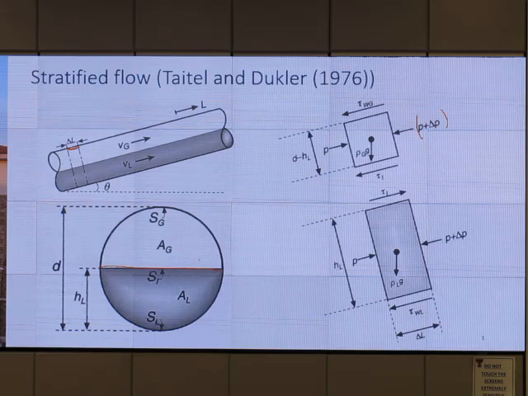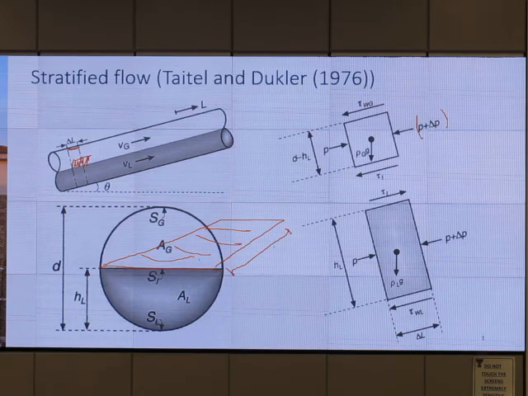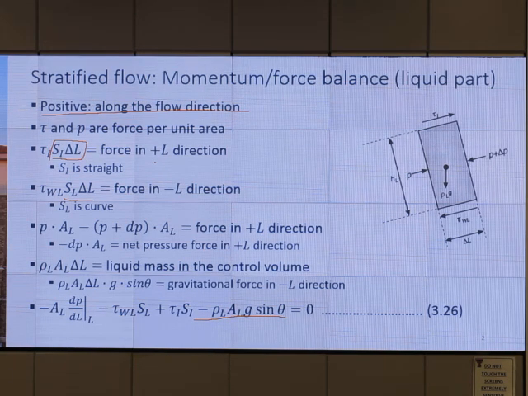So Si multiplied by delta L will be this kind of interface area, right? If you look at the pipe, and the pipe is very long, so that is Si delta L, and this is the direction of delta L. Good. So Si delta L is the area that is acted on by tau I, right? Tau I multiplied by Si delta L will be the force from the interface. Si is a straight line, okay, we assume that Si is straight. So we have the interface force.